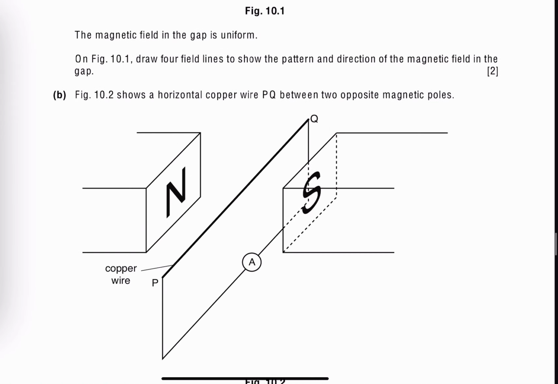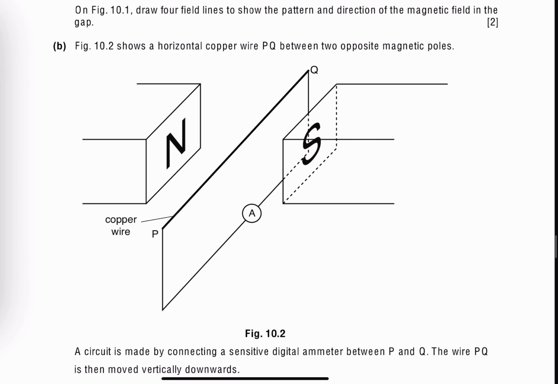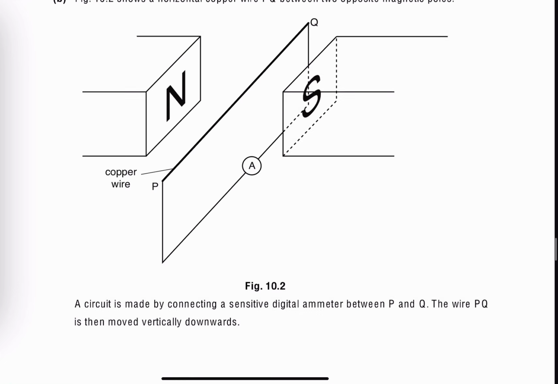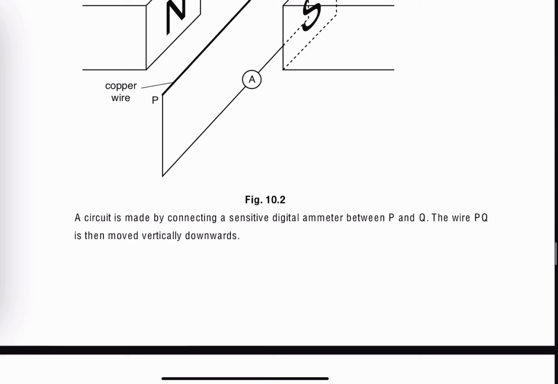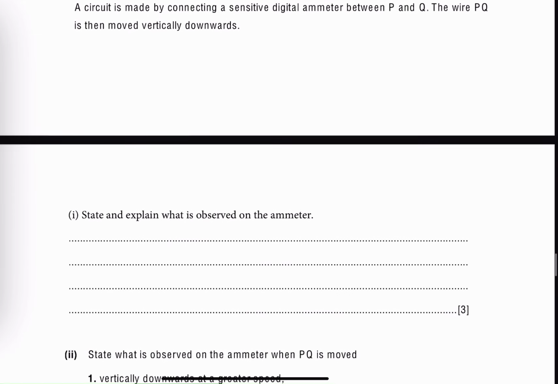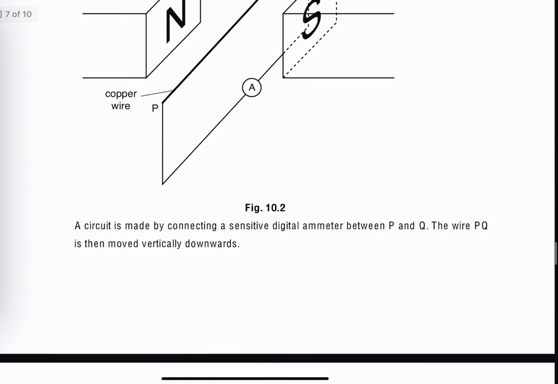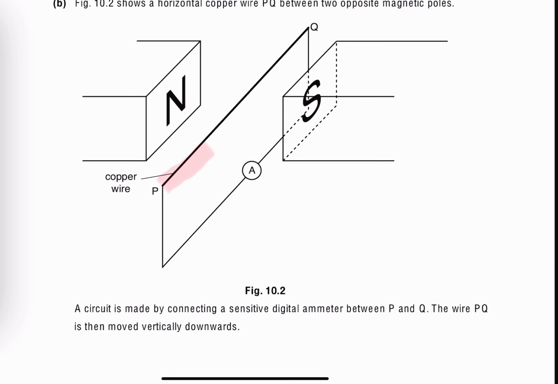Okay, part B shows a horizontal copper wire PQ between two opposite magnetic poles. A circuit is made by connecting a sensitive digital ammeter between P and Q. The wire PQ is then moved vertically downward. State and explain what is observed on the ammeter. Okay, so when you move this PQ wire, there is a magnetic field going from north to south, so the wire will cut through the magnetic field lines. So when the magnetic field lines passing through the wire change, they will produce EMF.